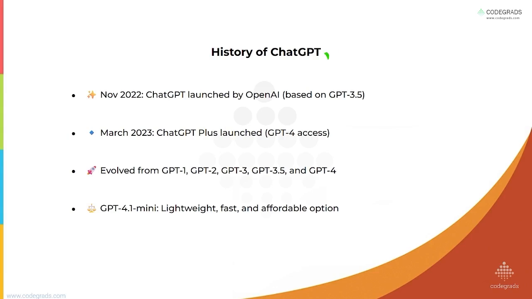Starting with the history of ChatGPT, it was developed by OpenAI, which is basically a research organization founded in 2015 to ensure artificial general intelligence benefits all of humanity. Starting from 2018, OpenAI released GPT-1, followed by GPT-2, GPT-3, and GPT-4. This is the sequence and the months in which different models of ChatGPT were launched, starting from GPT-1, 2, 3, 3.5, 4. We also have the mini one, 4.1 mini, which is a lightweight, fast, and affordable option.